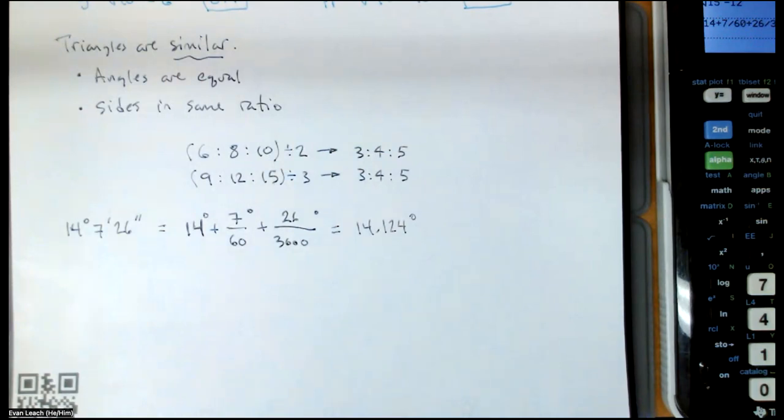So we just want to read degrees, minutes as fractions of a degree over 60, and seconds as fractions of a degree over 3,600. Any questions?